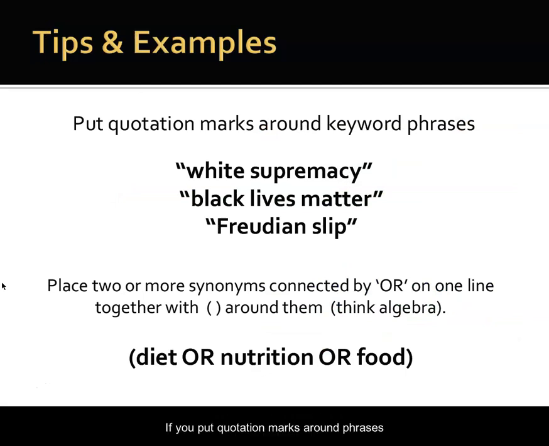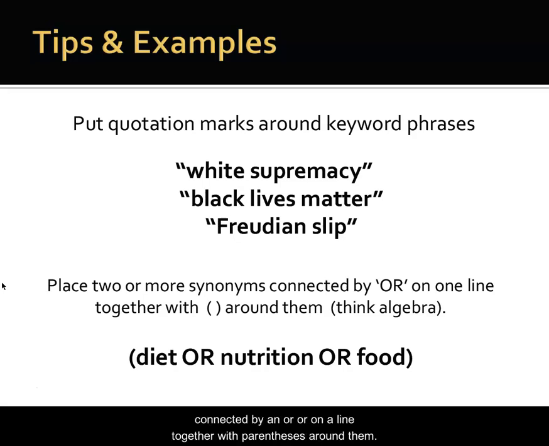There are a couple of other things to think about when you're putting in your search terms. If you put quotation marks around phrases, you're more likely to find the instances of those phrases occurring in sources in the databases. If you put in the word black, the word lives, and the word matter, you'll find all the sources that have the word black, or the word lives, or the word matter in them. But if you put Black Lives Matter in quotation marks together, then you'll find sources about the Black Lives Matter movement.